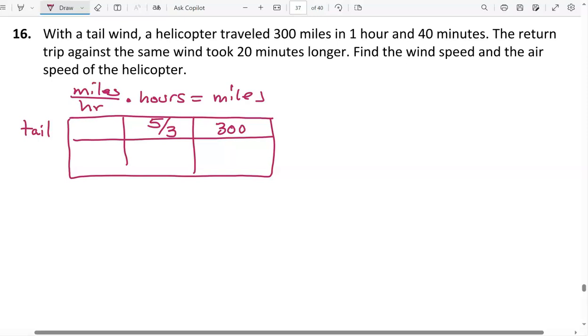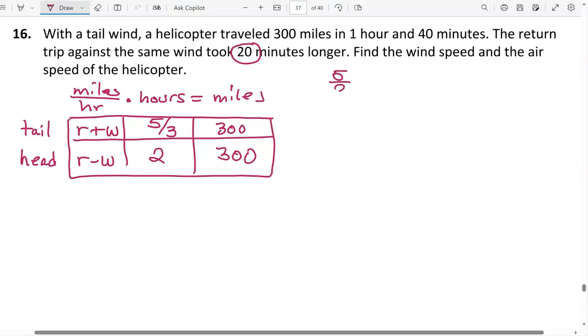And with a tailwind, the rate of the helicopter gets the wind speed added to it, and then the return trip is with a headwind, and of course our rate there is the rate of the helicopter minus the speed of the wind, and so that took 20 minutes longer returning. So 1 hour and 40 minutes plus an additional 20 minutes is 2 hours, and the return trip is the same distance, so 300. And now we can just take our rate times our time and set that equal to the distance traveled, so for each trip.